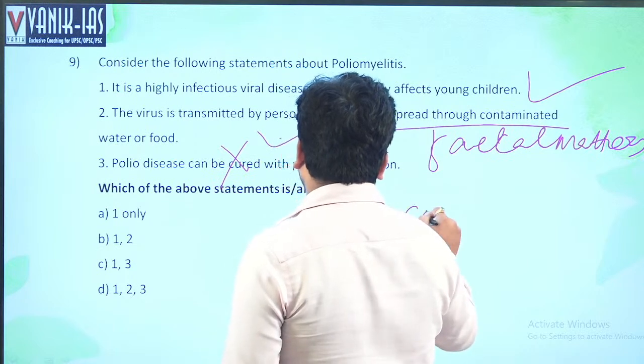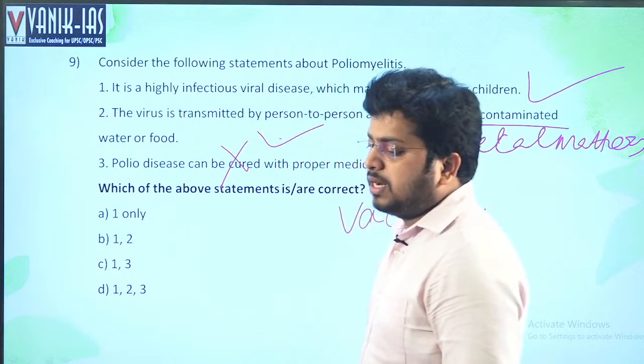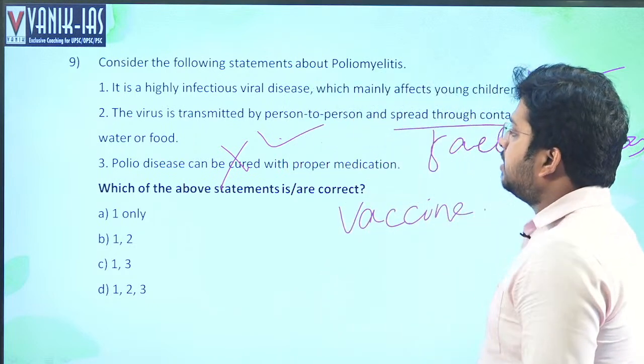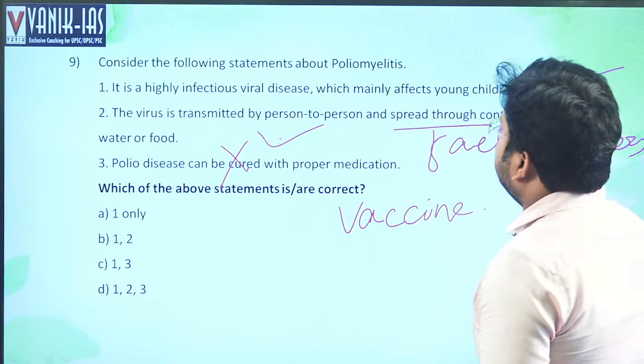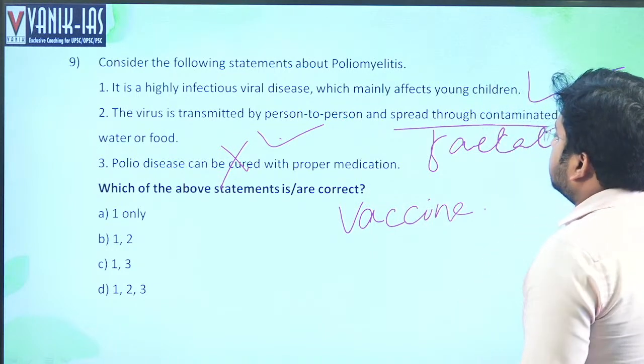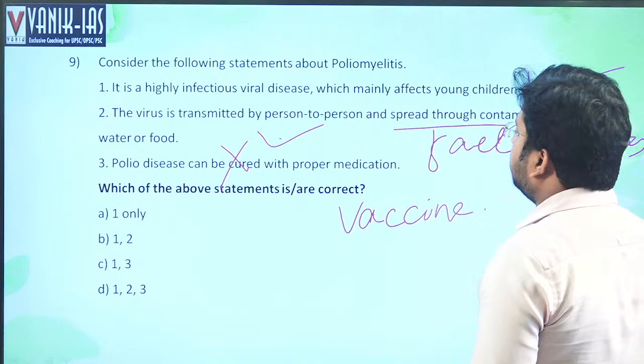It can be prevented by vaccine, but it cannot be cured by proper medication. Polio may cause permanent disability, dysfunction of particular muscles. And yes, it can be transmitted from person to person by contaminated food and water.